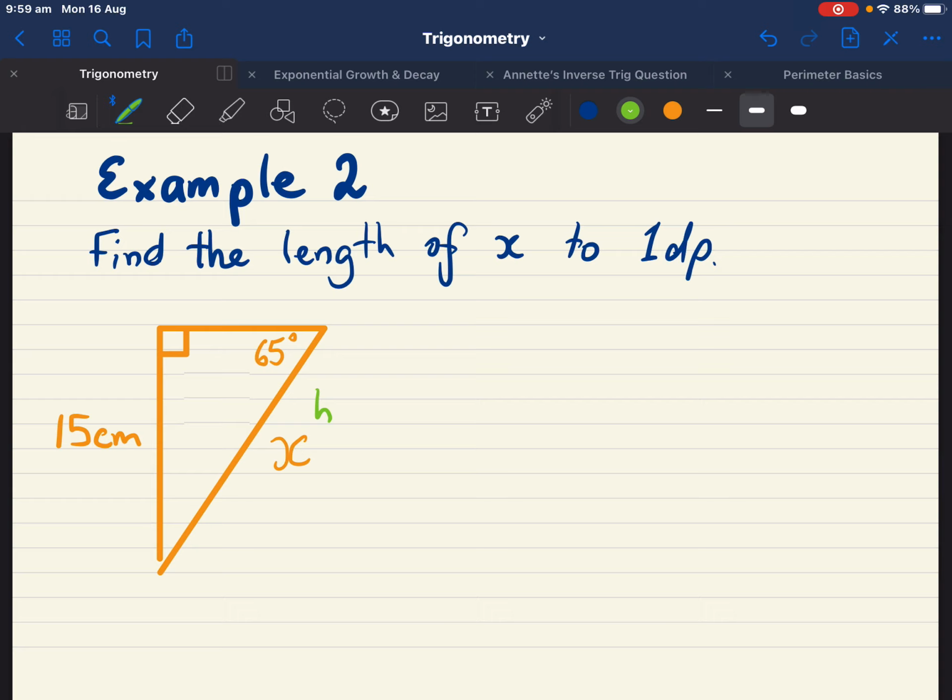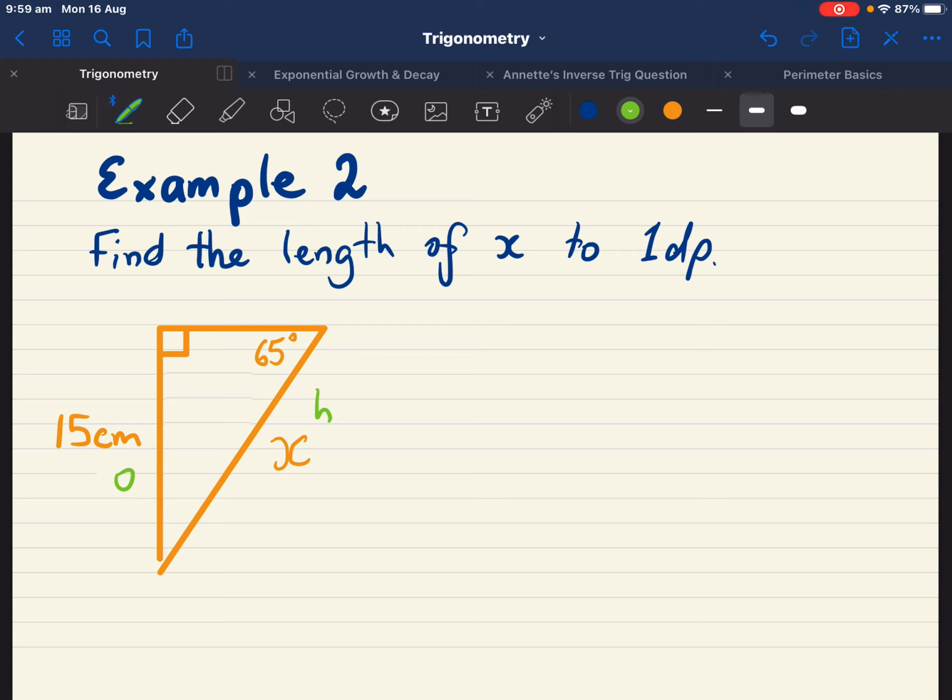And when we look at the included angle, 65 degrees, is 15 centimeters on the opposite side to it, or is it adjacent to it? It is clearly on the opposite side. This is the opposite side. Okay, so we've labeled the sides, opposite and hypotenuse.